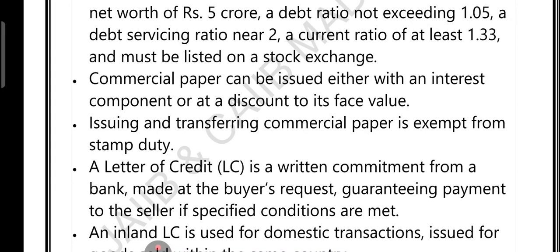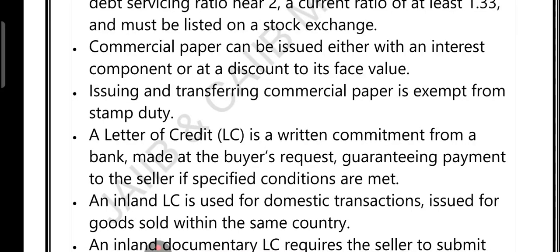Now, commercial paper can be issued in two ways. Either at a discount to its face value or with an interest component. And here is a bonus. There is no stamp duty on issuing or transferring the commercial paper.